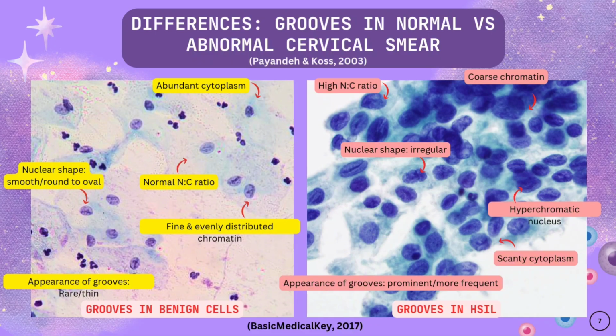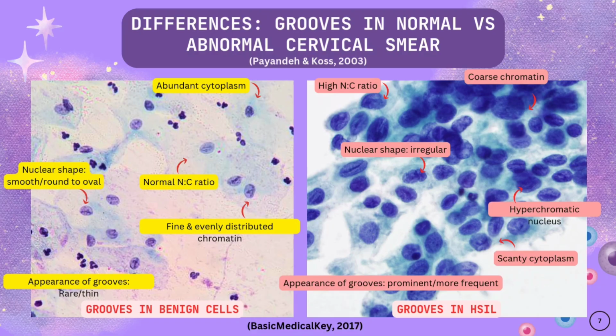For nuclear size, it is small and uniform in normal cells, while in abnormal cells, it is enlarged and pleomorphic, which is various in its size. Next, for the nuclear shape, normal cells appear round to oval, compared to abnormal cells that have irregular or folded nuclear shape. We find an evenly distributed chromatin pattern in normal cells, while in abnormal cells it is either coarse, clumped, or hyperchromatic.